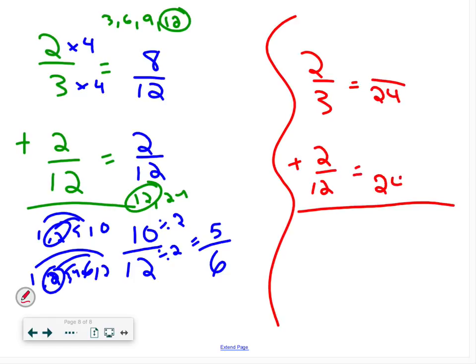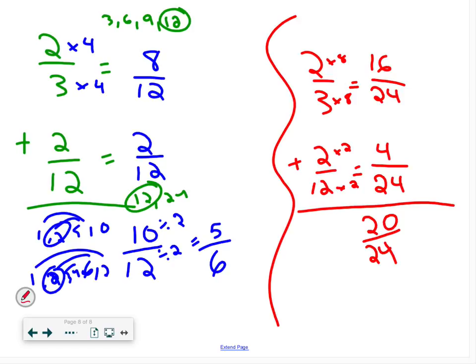That's not wrong. You'll just see what makes it tricky. So if I'm changing both of them to be 24, I know that I'm changing 12 times 2 is 24, and 2 times 2 is 4, and 3 times 8 is 24, and 2 times 8 is 16. And now I can add, and I would get 20 out of 24. Well, that's definitely not in simplest form.